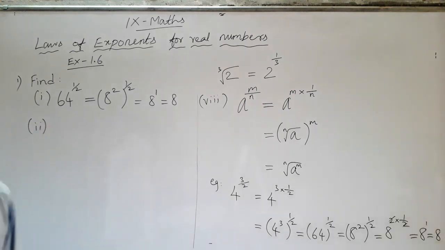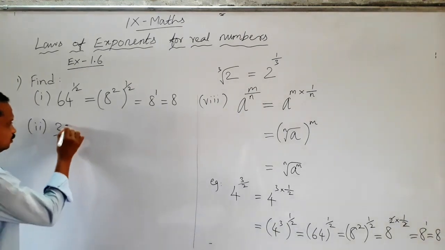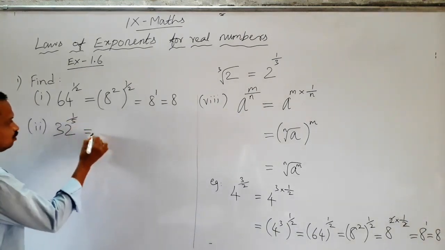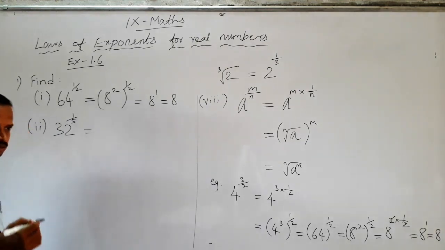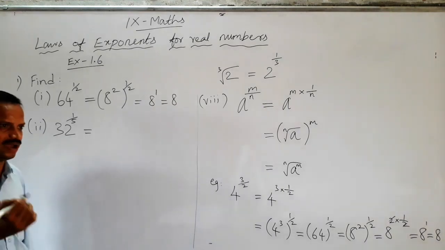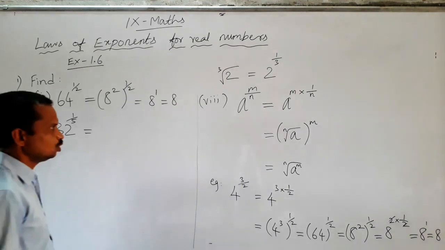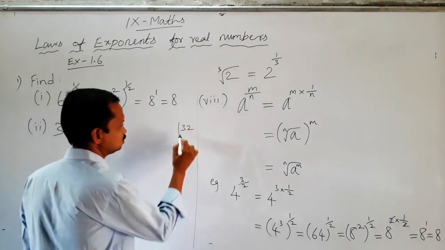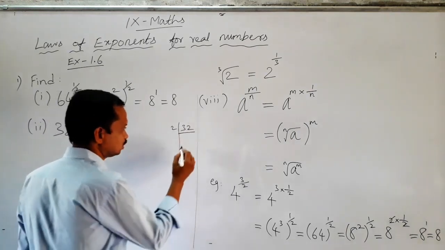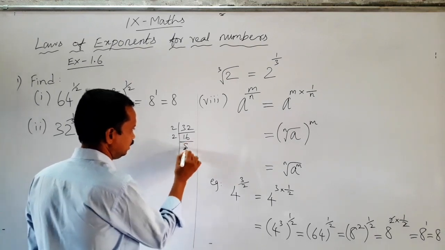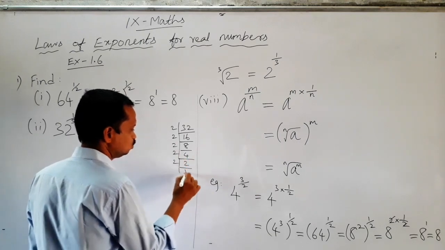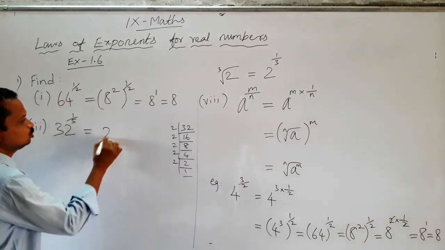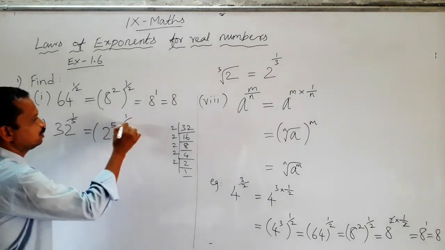Okay, option 2. You see what is there? Option 2, 32 power 1 by 5. So we have to find the value of 32 power 1 by 5. So 32 means you have to find the factors by prime factorization that you know. So in the column we can put like this: 2, 16, 2, 8, 2, 4, then 2, 2, and then last 2, 1. So this is nothing but 2 to the power 5 whole to the power 1 by 5.